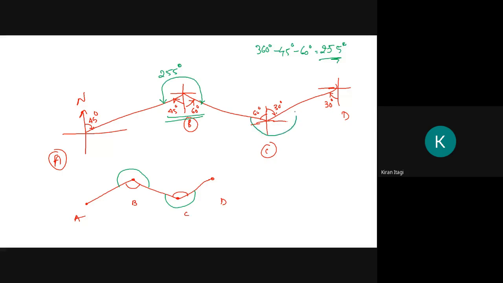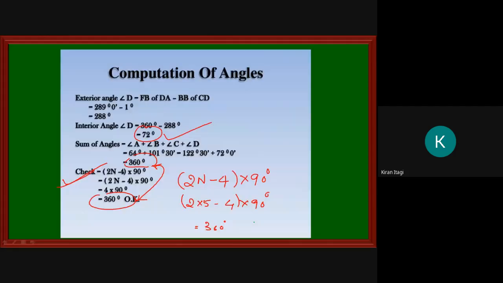Can anyone tell what is this angle? 60 plus 30 is 90. 360 minus 90, 270. Okay. The procedure will be the same. Just see what he is asking in the question. Most probably he will be asking the interior angles, but be a little bit careful. Read the question once or twice and go for the solving.